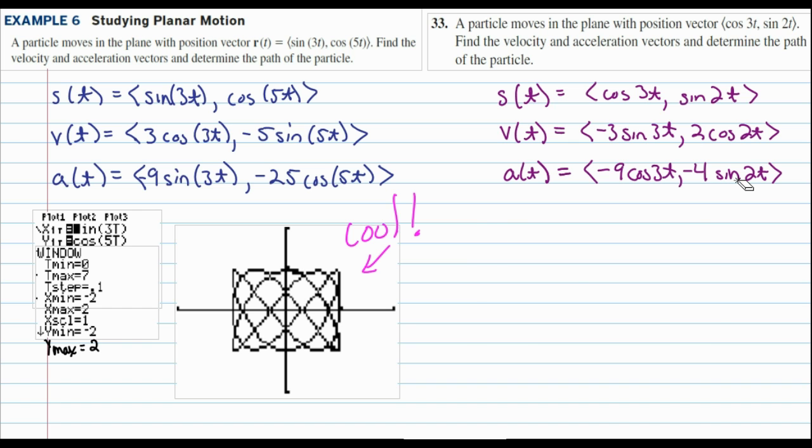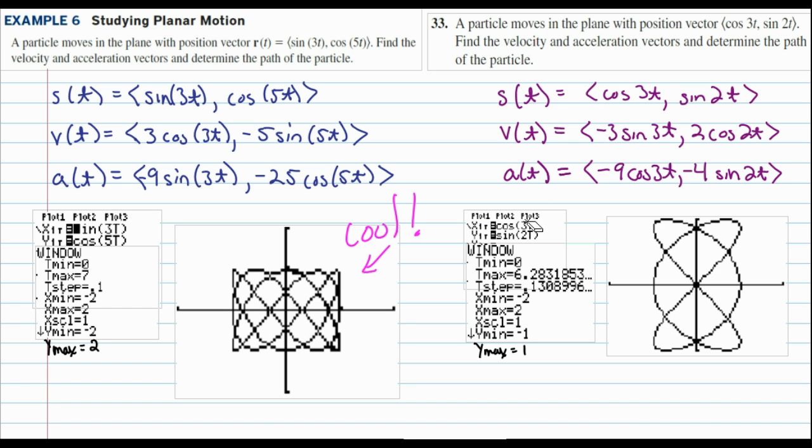Again, finding the path. Well, I put cosine of 3t in for x1 and then sine of 2t for y1. So I'm putting in the horizontal position expression and the vertical position expression. Found a good window, and this, I don't know, Star Trek-y type thing is what I get for the position of the particle. So the particle is moving along this path. Again, very cool.